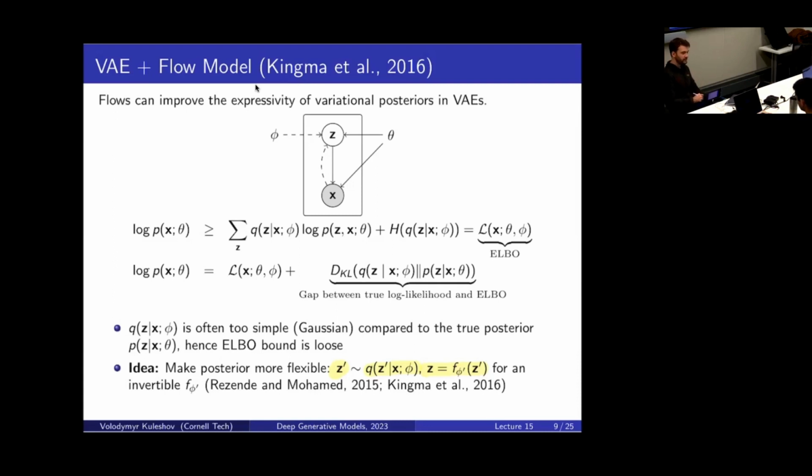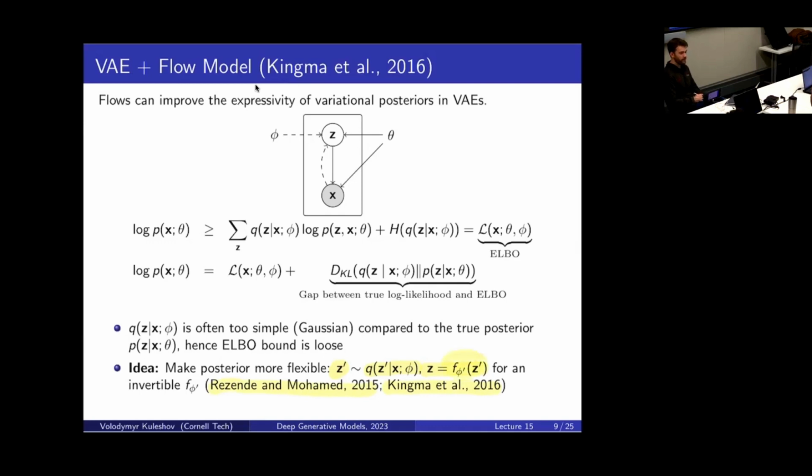P of Z given X can be a very complicated function. If I can make my Q of Z given X more flexible, then I could probably approximate P of Z given X better. And that's one way of doing it, by applying a flow. This is what the original paper by Rezende and Mohamed did. And then Kingma et al. further extended this idea by applying inverse autoregressive flows for this F here.